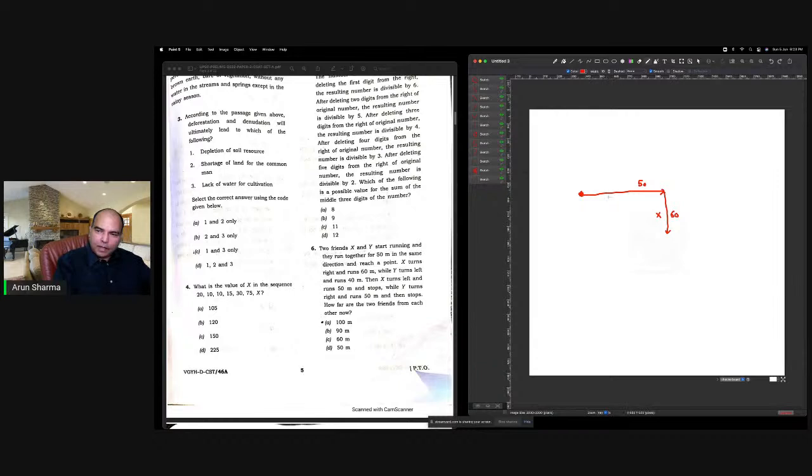Y turns left and runs 40 meters. So Y turns left and runs 40 meters. Then X turns left and runs 50 meters. The next turn left and runs 50 meters and then stops. So he's here. How far are the two friends from each other now? So this is 50. How far are the two friends from each other now?